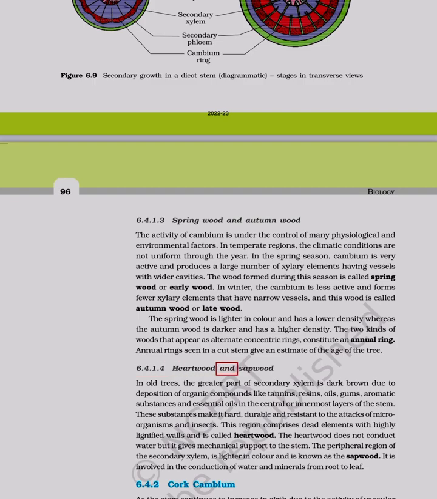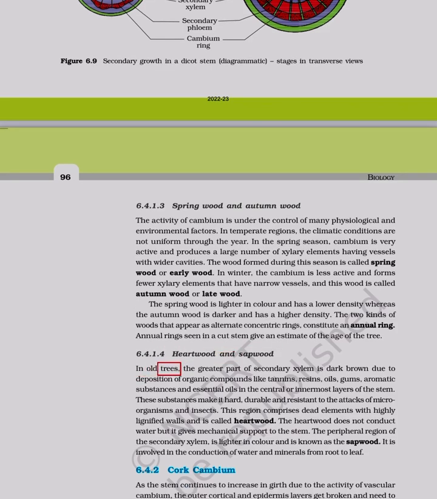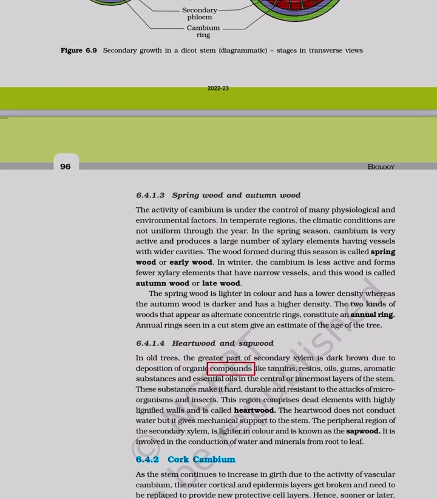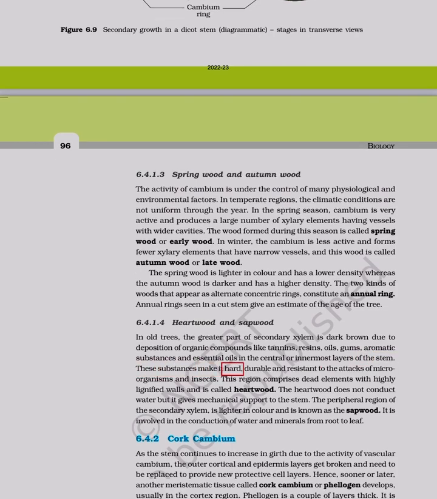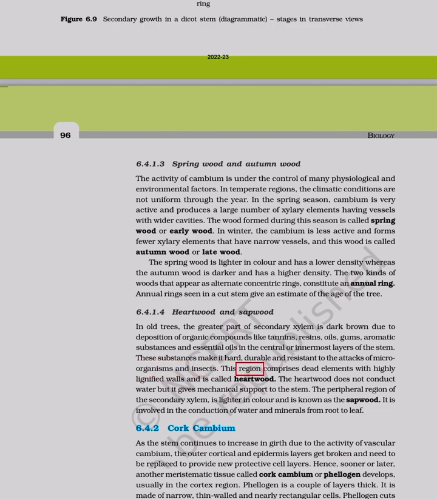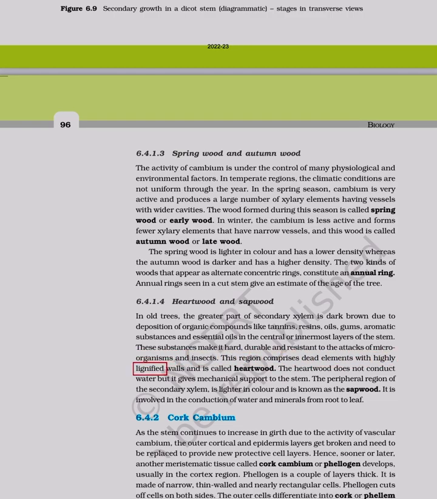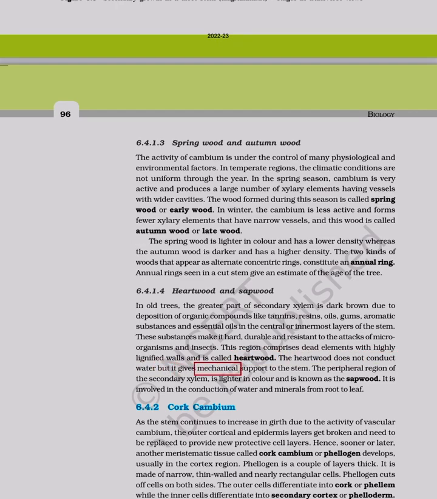Heartwood and sapwood. In old trees, the greater part of secondary xylem is dark brown due to deposition of organic compounds like tannins, resins, oils, gums, aromatic substances and essential oils in the central or innermost layers of the stem. These substances make it hard, durable and resistant to the attacks of microorganisms and insects. This region comprises dead elements with highly lignified walls and is called heartwood. The heartwood does not conduct water, but it gives mechanical support to the stem.